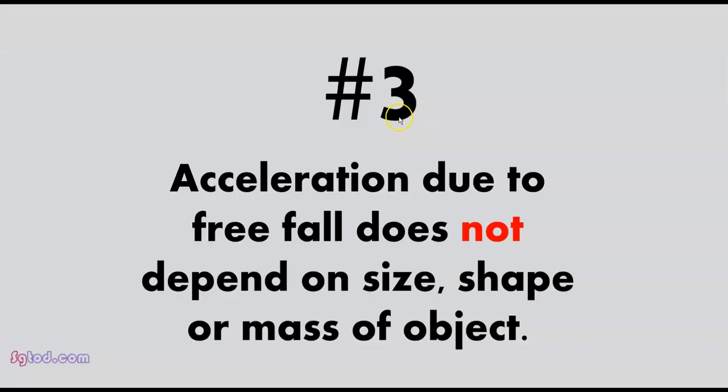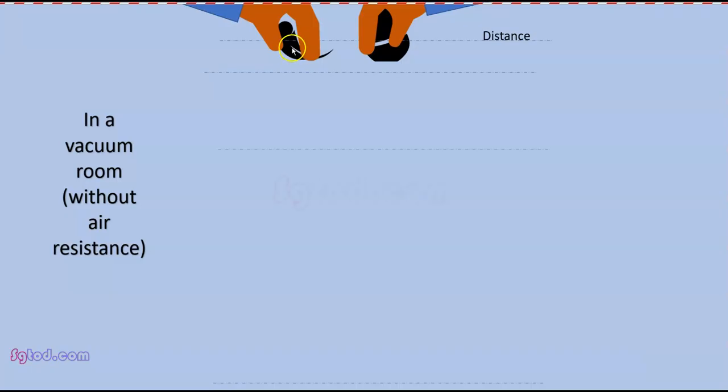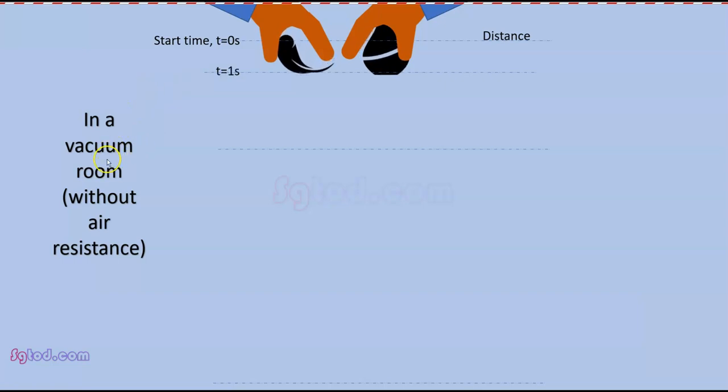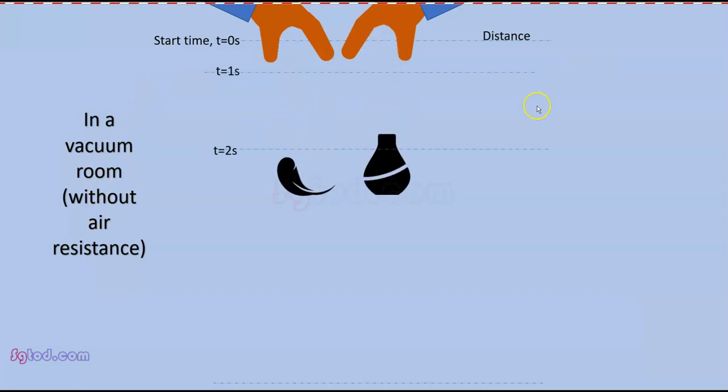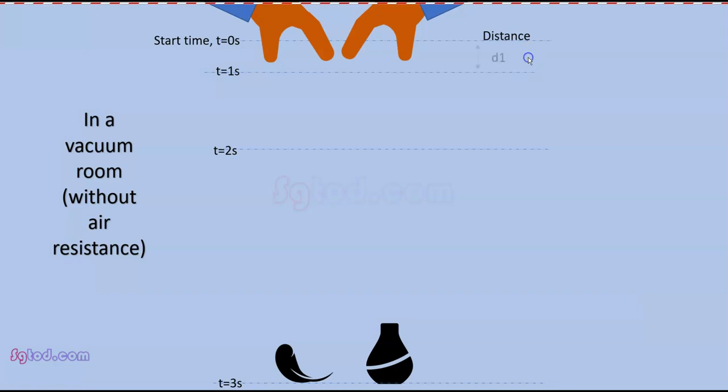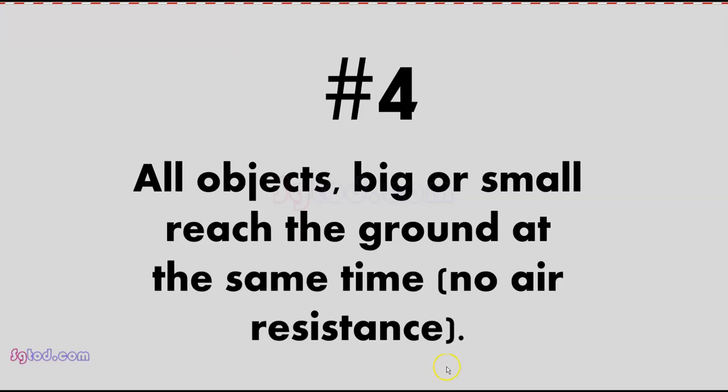And what is more interesting is that this acceleration due to free fall is not dependent on the size or shape or mass of the object. So if you drop a feather and a flower vase simultaneously in a vacuum room and measure the distance that they fall, you'll discover that they fall through the same distance with each time interval. And that brings us to the fourth interesting fact, that is, regardless of their size or shape, they will both reach the floor at the same time.